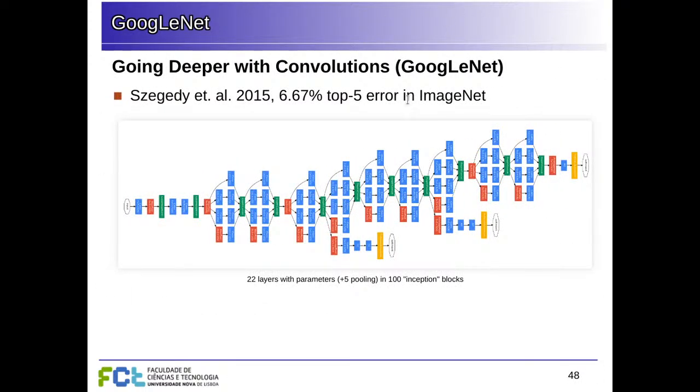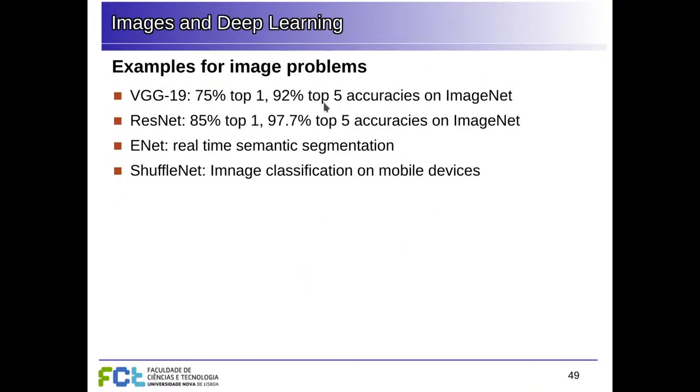Then things started getting even more complicated. For example, GoogleNet is a much larger architecture. Of course, by 2015, there was better hardware available, and the error rates kept on reducing. And so for image problems nowadays, for example, VGG19 has a 75% accuracy on the top class. So for 1,000 classes in this data set, it can get exactly the correct class 75% of the time, and 92% of the time it gets the correct class within the top five predictions.